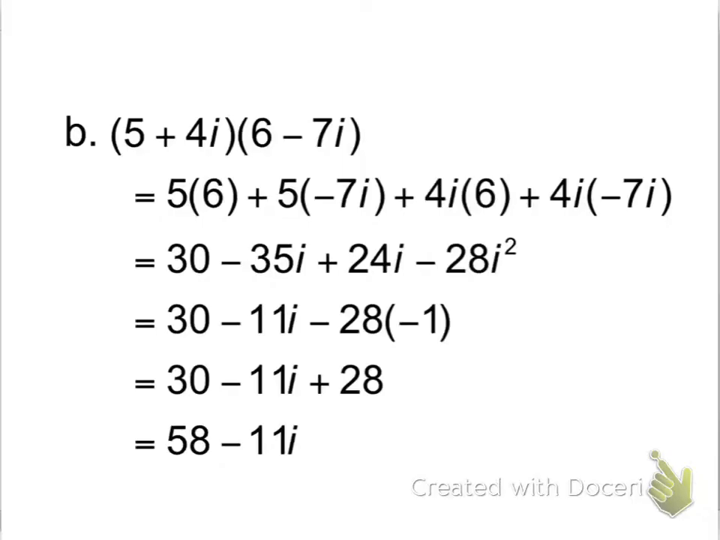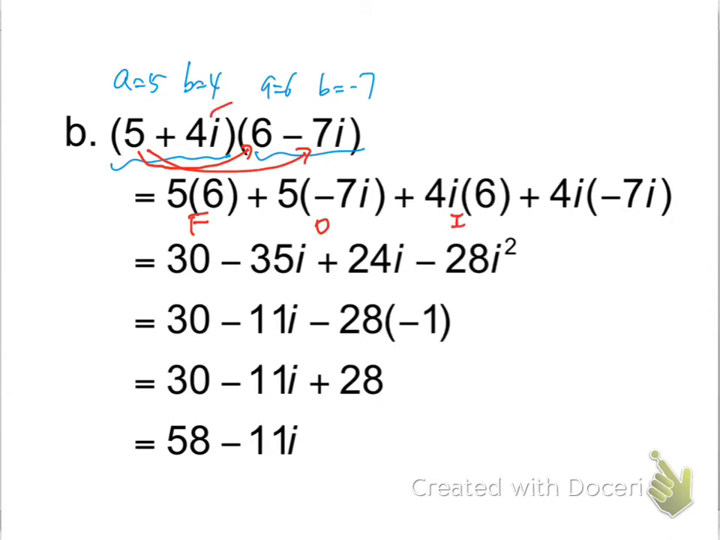So our next example is FOIL. You have this complex number, A is 5, B is 4, times the other one, A is 6, B is -7. The product of two complex numbers, two terms times two terms, is FOIL, right? F is 5 times 6, first times first. O is 5 times negative 7i. The inner product is 4i times 6. And the last one is 4i times 7i. Complex number times complex number is FOIL.